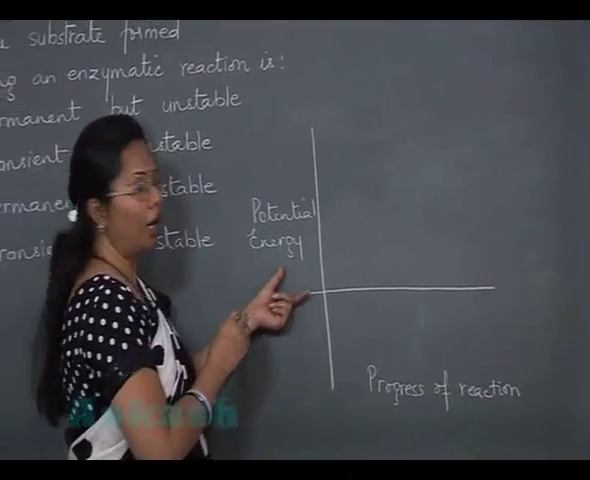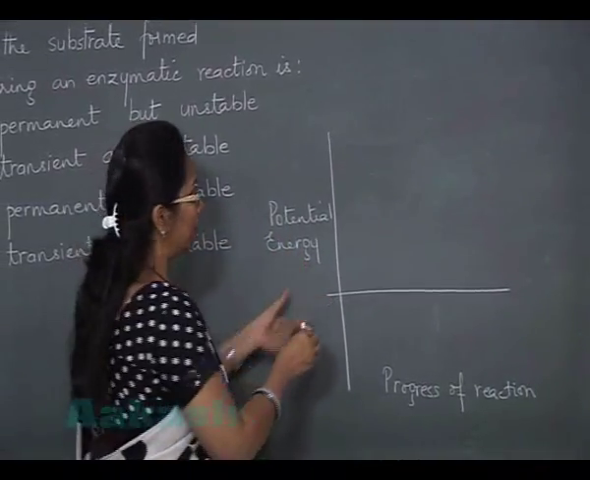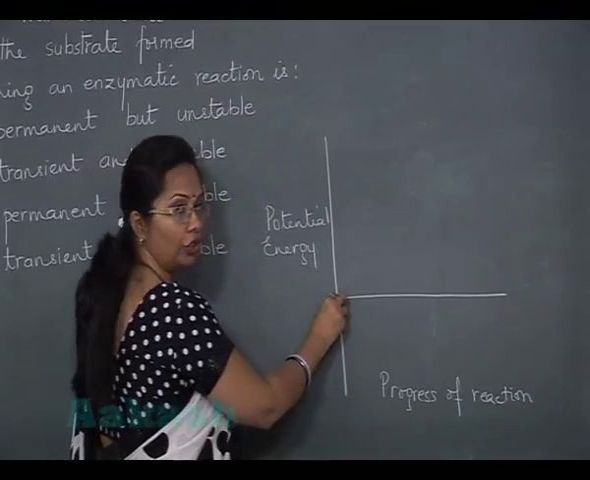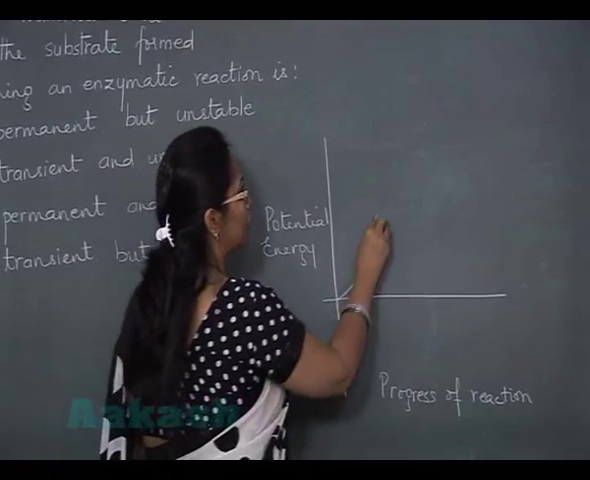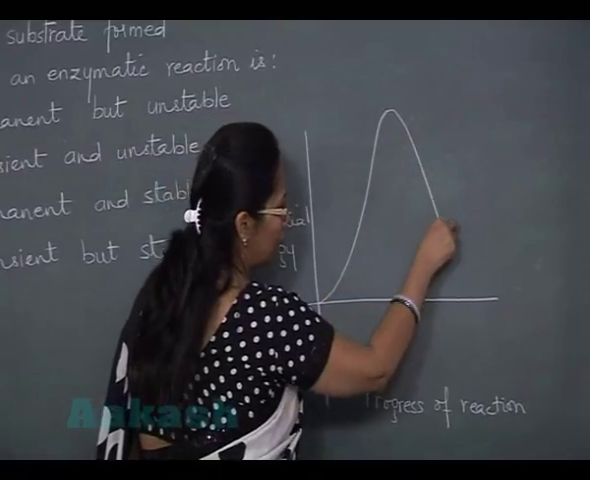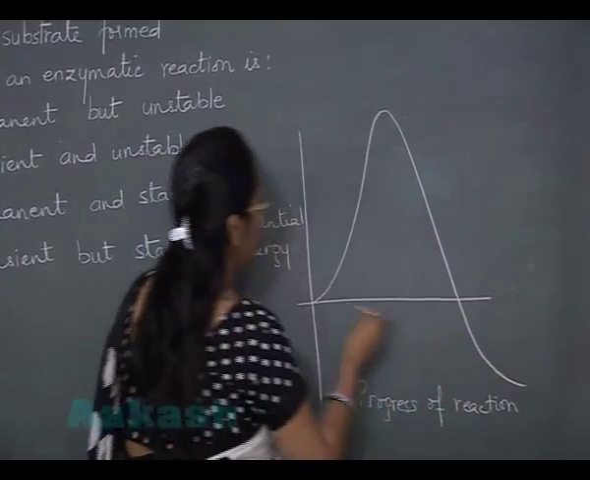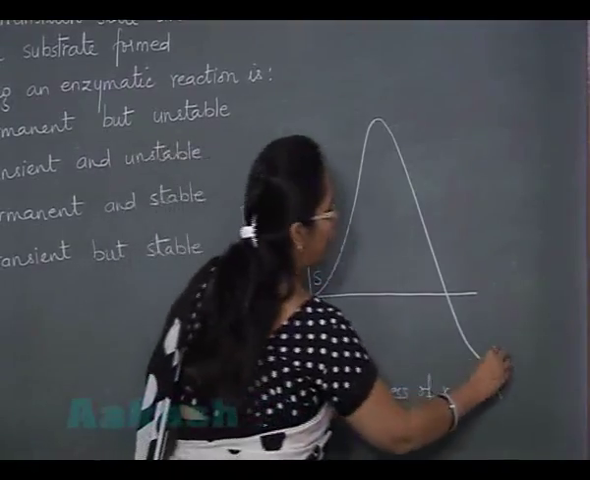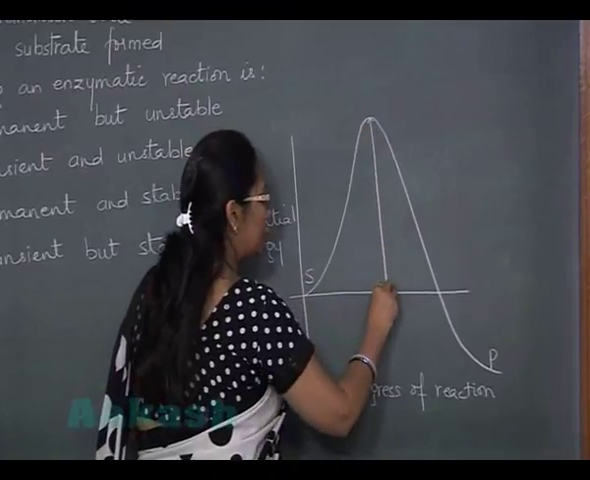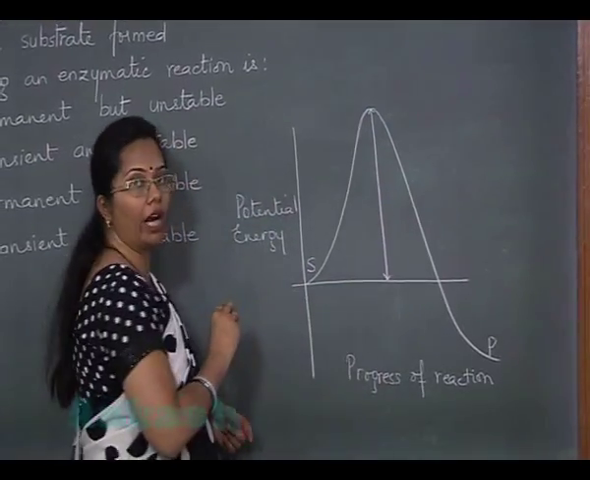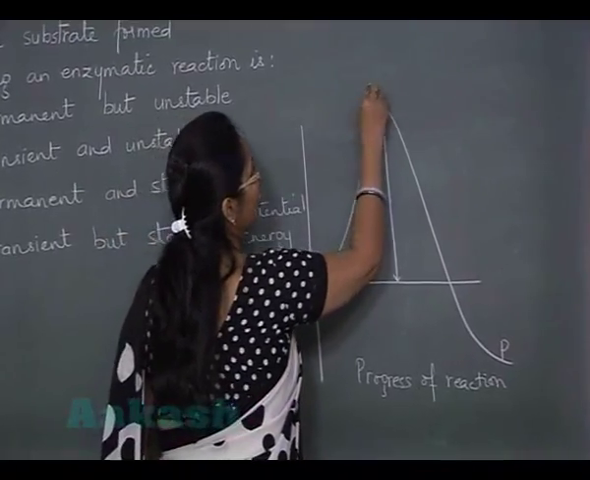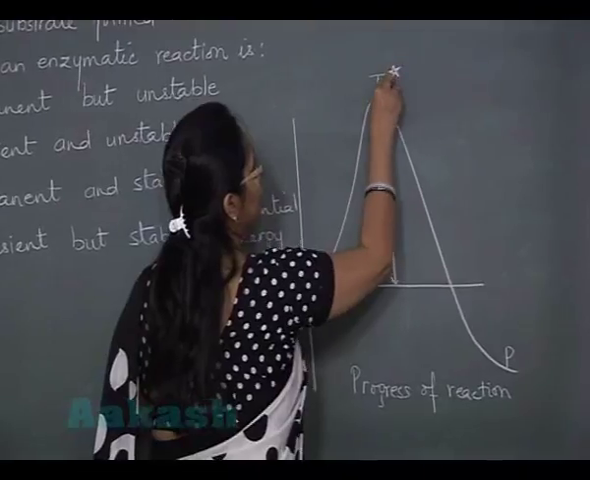Now here, if we take the substrate which is at this energy level, first of all it has to be raised to a high energy, up to the activation energy level, and then the reaction will occur, and finally the products. So if this is the substrate and the product is formed over here, the maximum energy it has to attain first for the reaction to occur is the activation energy. And when the maximum energy is reached, this is what is called the transition state.